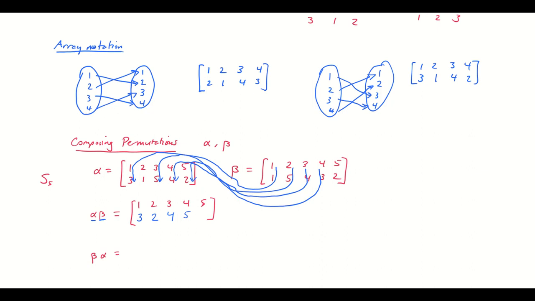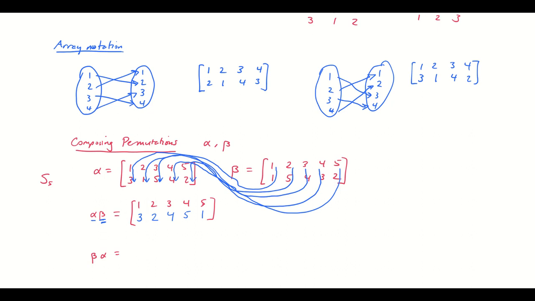At this point, we had better hope that 5 ends up going to 1. Otherwise, we've either made a mistake or maybe we wrote down something that wasn't a bijection. But let's check. 5 goes to 2, and then 2 goes to 1. So that's good. 5 goes to 1. So now we have the permutation alpha beta. And again, keep in mind, beta is the one that gets performed first.